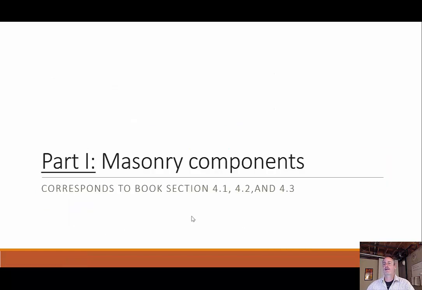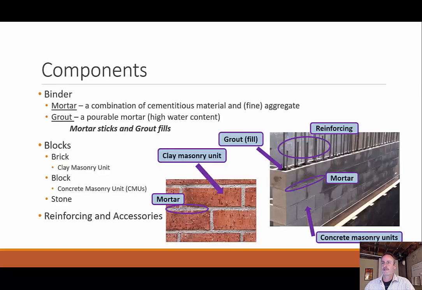So let's move on to the components used in masonry building. So the components, we have what I'm calling a binder, which is either the mortar or the grout. And the difference between mortar and grout you should definitely be familiar with. I give you this little thing: mortar sticks and grout fills. So what that means is our mortar is in between all of our bricks here, right? So it's the part that is sticking our bricks together. And we also see it here with our CMU wall.